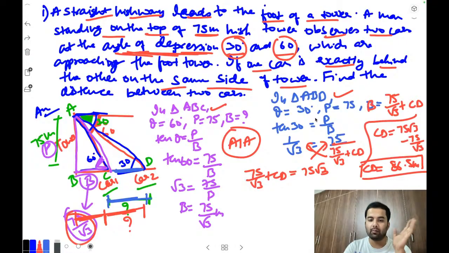Keep root 3 value as 1.73, which we are keeping from the previous questions. Same thing, just keep it here. You'll get 86.5 meter. Check this out.